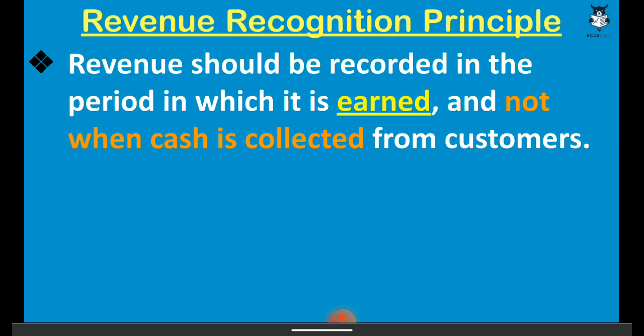So what is revenue recognition principle? Revenue recognition principle says that revenues should be recorded in the period in which it is earned and not when cash is collected from customers. So like if a doctor provides services to a patient, then he will have earned the revenue regardless of the fact that the patient will pay him in the future. That doesn't matter. For example, if the doctor checked the patient in January, then he will record that revenue in January, and it doesn't matter if the patient pays him in February or March, because when the cash is collected from the customer does not matter under revenue recognition principle. What matters is when the service is provided.